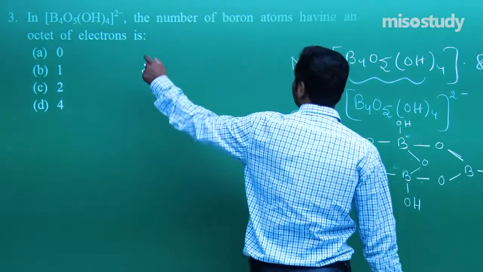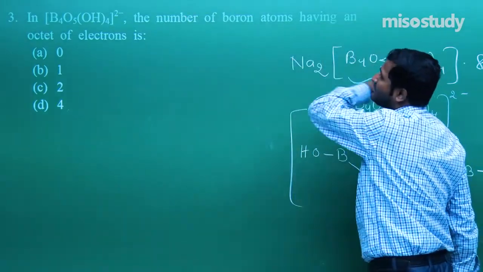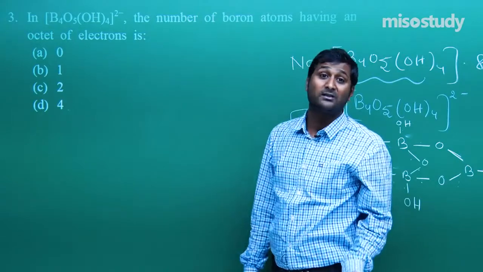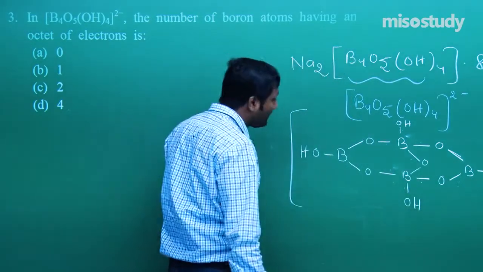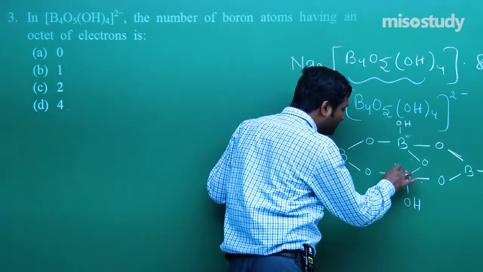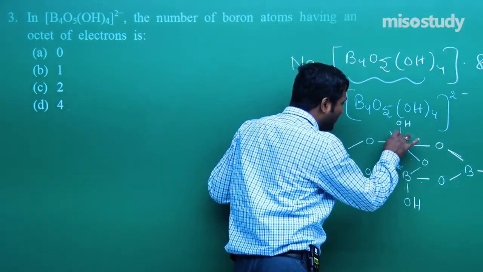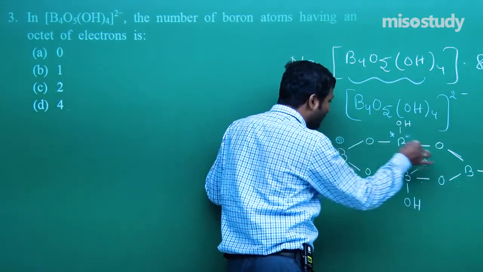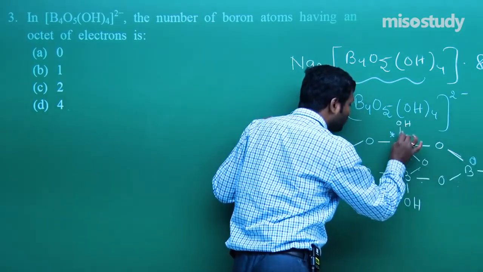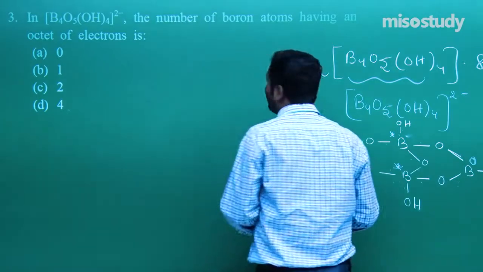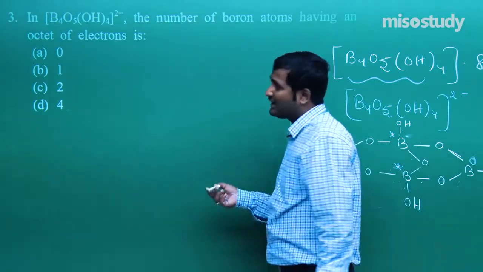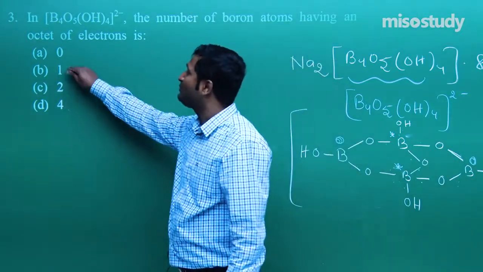Now the question is the number of boron atoms having an octet. Octet means 8. So tell me how many boron atoms? This one and this one are, and this one is not and this one is not. So 2 boron atoms have an octet of electrons. Now what is the answer? Sir, it's very simple. The answer is 1.